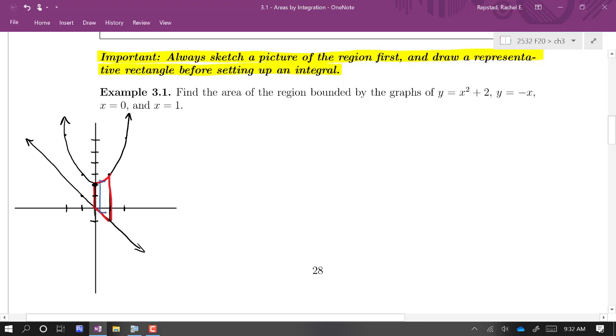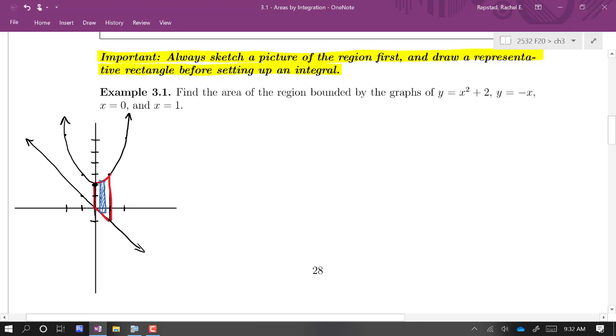What would that rectangle look like? It looks something like this. It doesn't matter if I draw it in the middle or to the left or to the right, but this is what that rectangle would look like. It's a vertical rectangle. I'm going to talk about how sometimes we draw horizontal rectangles. I know that we need a vertical rectangle because no matter where I draw this rectangle, if I slide it back and forth to the left and to the right through the region, the upper and lower bounds are always determined by the same function, right? So the parabola is always on top and the line is always on the bottom.